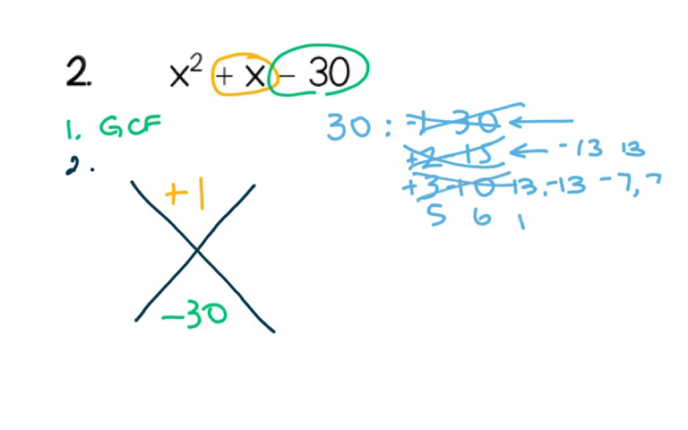With 5 and 6, I could get 11 or negative 11 if they were both positive or both negative. But what if I had one positive and one negative? So what if I had a negative 5 and a positive 6? If I add those together, I'm going to get a positive 1.